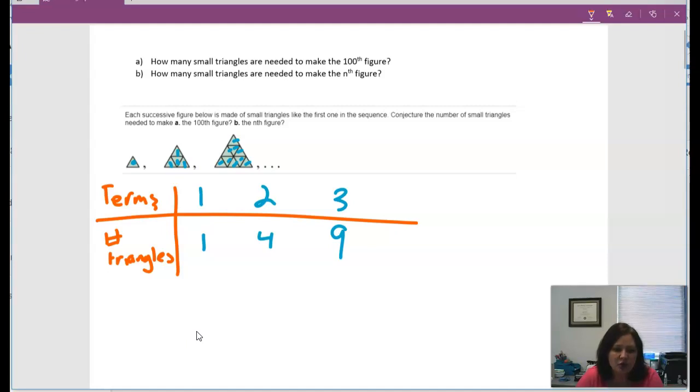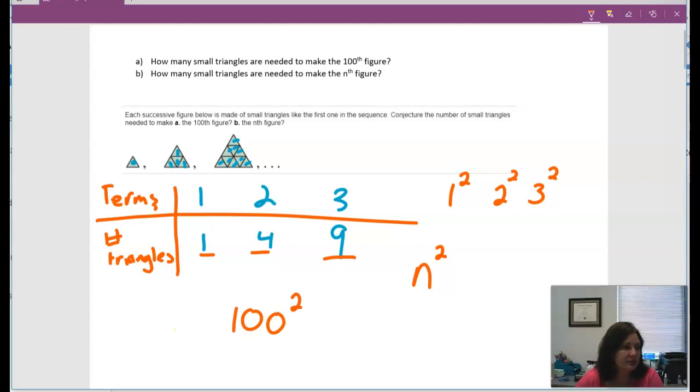There's nothing that we're really multiplying here each time, but one of the things about this pattern is, if you think about it, 1 squared is 1, 2 squared is 4, 3 squared is 9. So what we're doing is we're going to take the term and square it. So if we want the 100th term, in this case, we're going to do this.